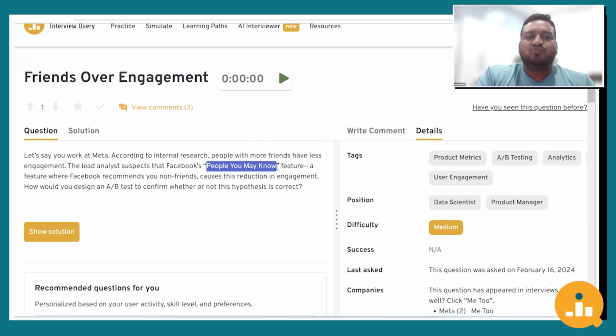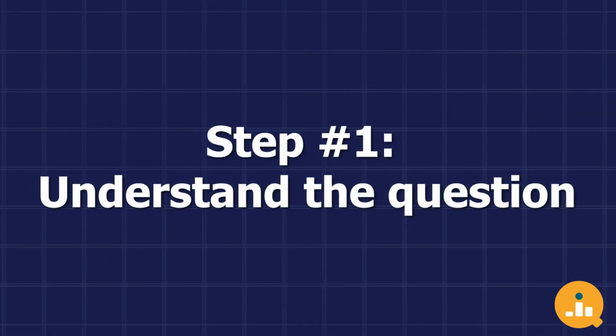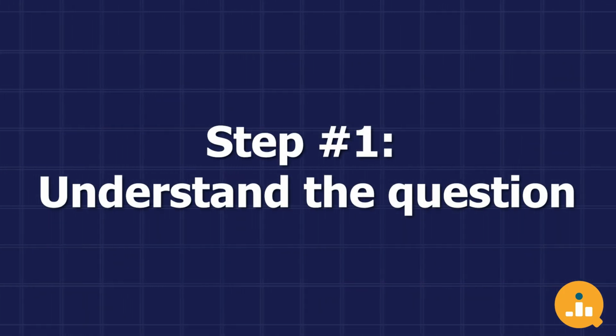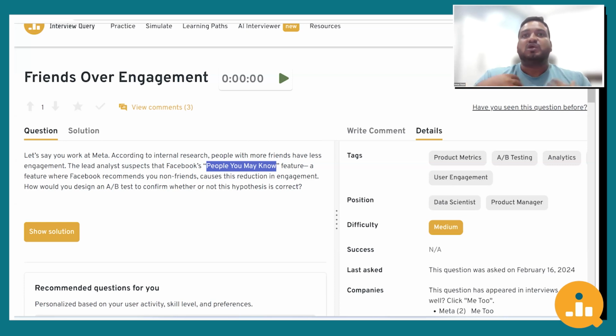Now let me walk you through how I would approach this problem. Whenever I get these problems, I generally try to break them down into 4 parts. The first part is where I try to understand the question. I try to understand the product flow, think of myself as a user or as a product manager in this situation, and get a mental picture of the entire problem. If I'm not clear about any metrics or any feature, I'll ask a clarifying question.